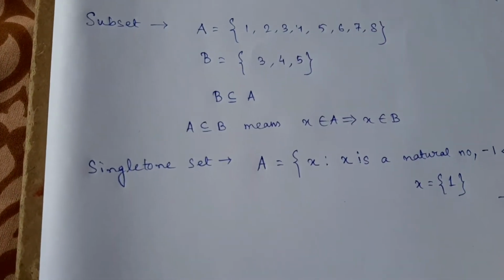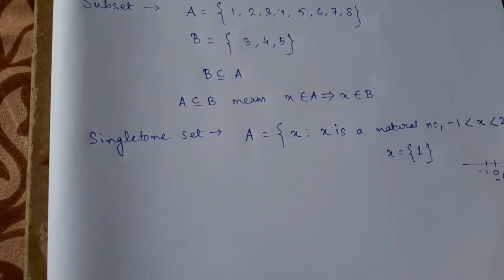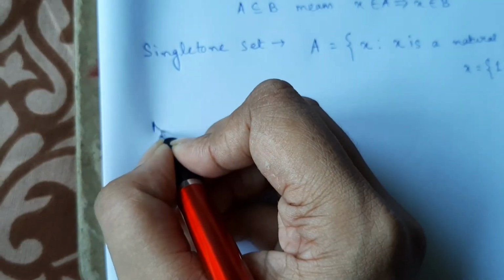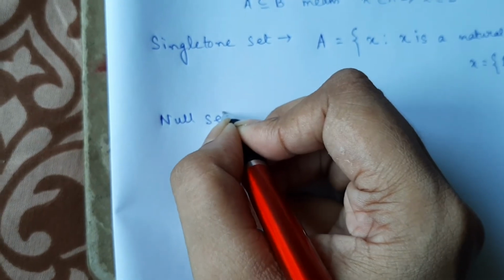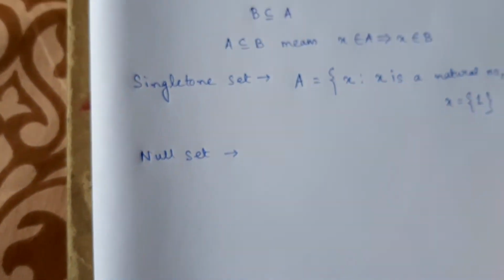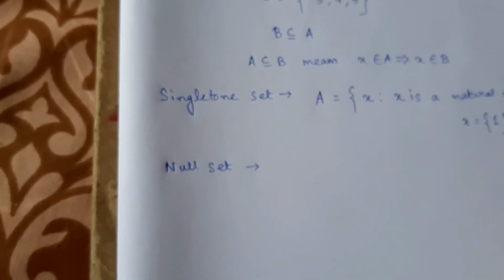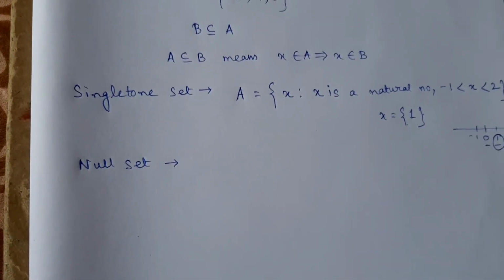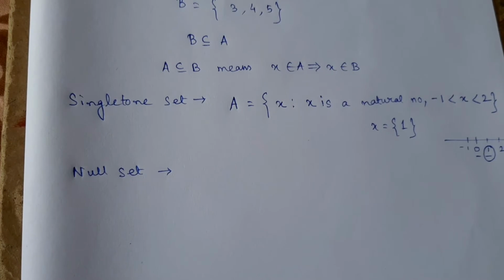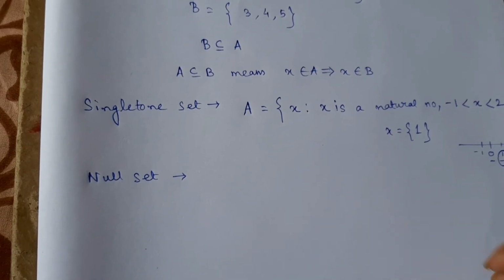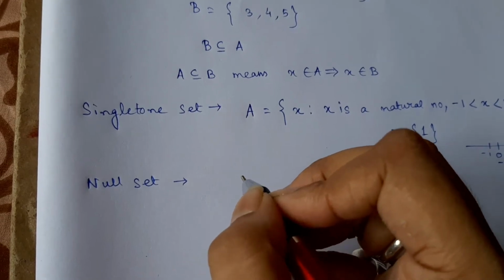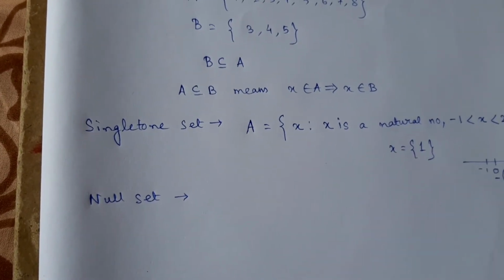Next is null set. A null set is a set which does not contain any element. That is, it is a void set. Okay. So the null set is denoted by phi.